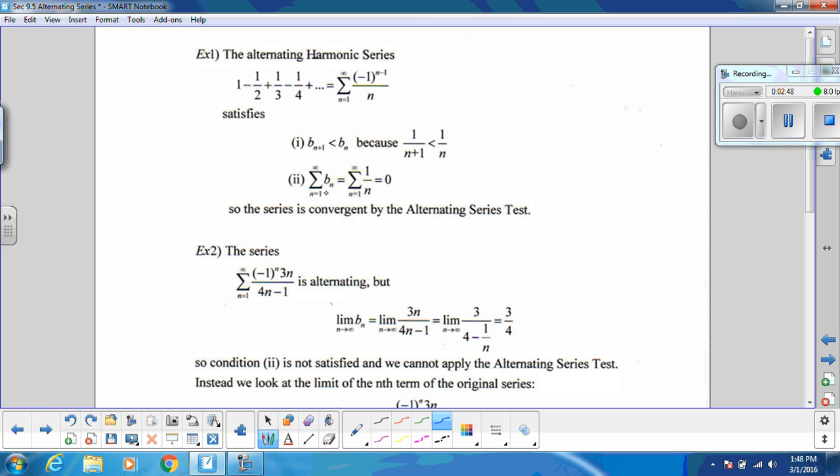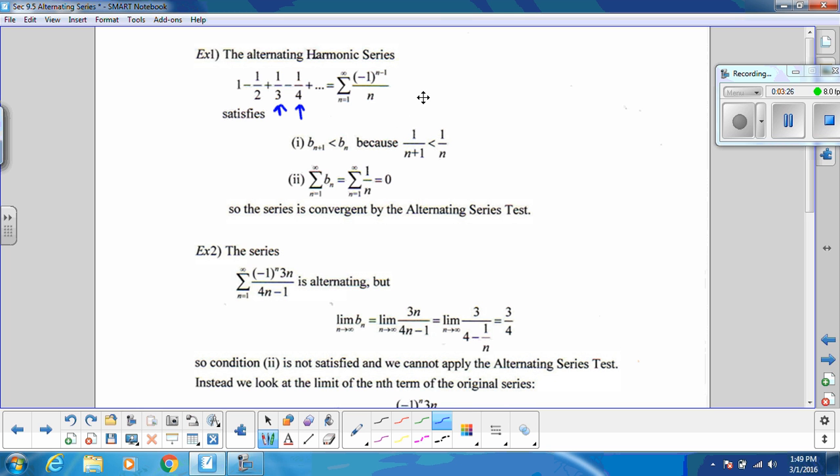All right, example 1. We have the alternating harmonic series. Remember, the harmonic series is the 1 over n. So you can see these would be the first few terms of the alternating harmonic series. First one is positive 1, second is negative 1/2, positive 1/3, negative 1/4, and so on. And here's how that term looks, negative 1 to the n minus 1 over n. If you notice, the b sub n plus 1 is always less than b sub n. For example, 1/4 we know is smaller than 1/3, and 1/3 is smaller than 1/2. So we know that that's always true.